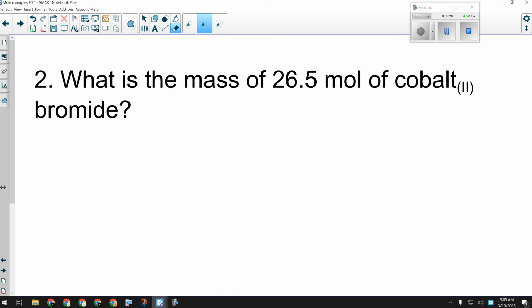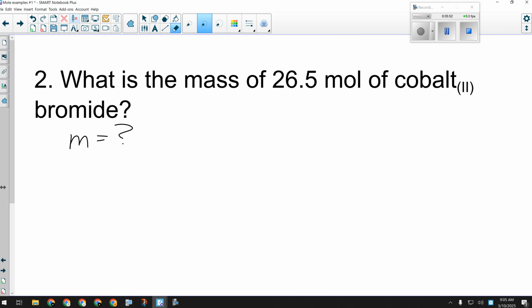Okay, type 2 problem. All the change in a type 2 problem is, instead of asking for moles, they give them to me and ask for mass instead. All right, so they're saying, what is the mass? What is the mass means I'm looking for little m this time. What is the mass of 26.5 moles?